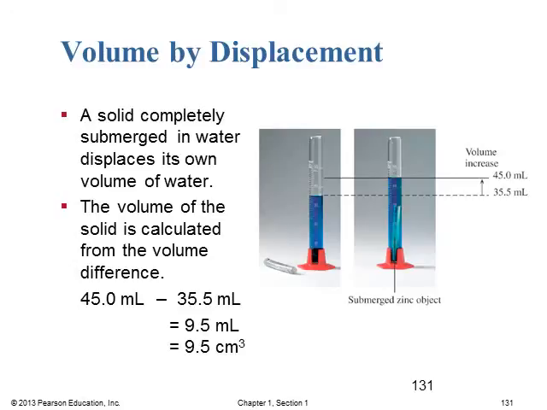And so after you place that zinc into the graduated cylinder, you see the new volume as 45.0. And so that difference, the amount of volume that has risen, is the volume of the object, which is 9.5 milliliters, or 9.5 cubic centimeters.